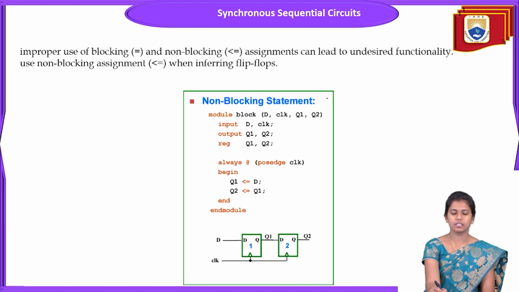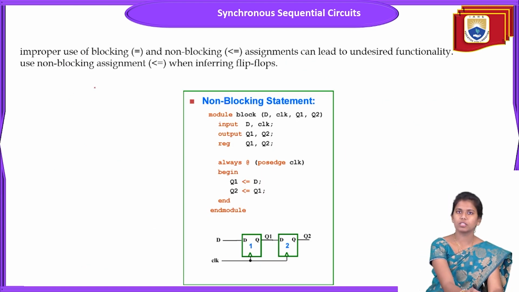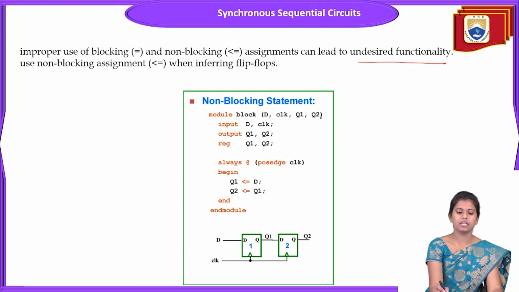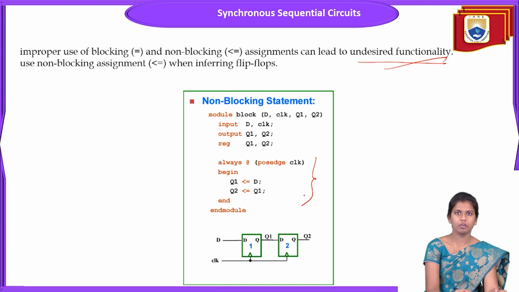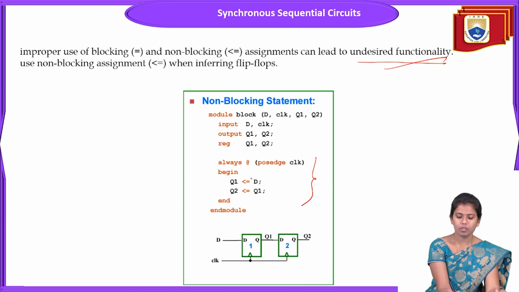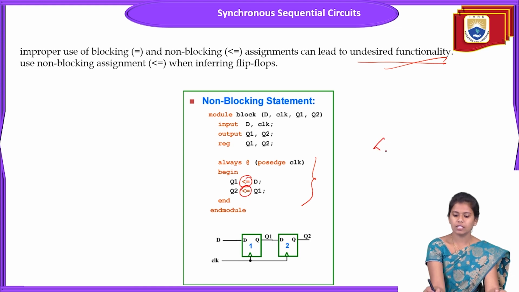Coming to the non-blocking statement. Improper use of blocking and non-blocking statements can lead to undesired functionality. If you want to write the code using blocking and non-blocking statements, you have to write every piece of code following all the constraints. If you are not following any constraint, then the output shows undesired functionality, and we will not observe the proper output. So this example is about the non-blocking statement. In the non-blocking statement, the operator that we use is <=.